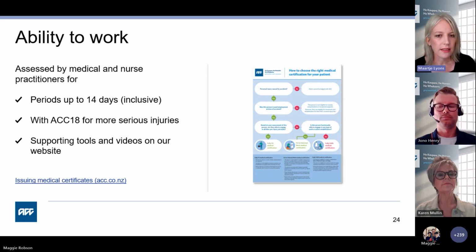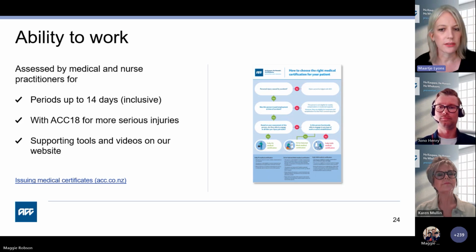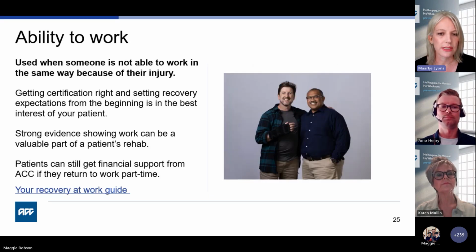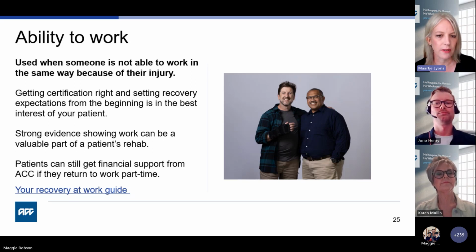You'll be aware that we have a Recovery at Work initiative and the strong evidence that recovery at work contributes to positive outcomes for patients. If you're not familiar with the Recovery at Work initiative, please do take the opportunity to have a look at our website after this session. There's heaps of really great resources for you and your patients there.